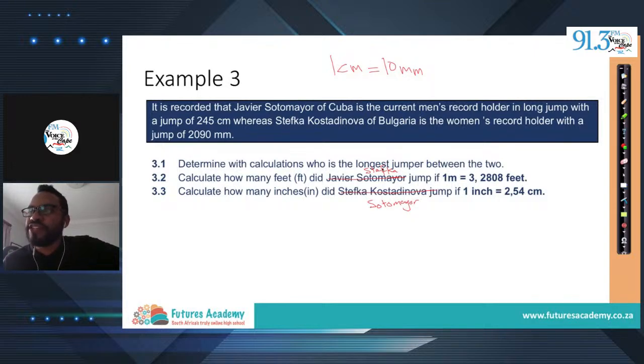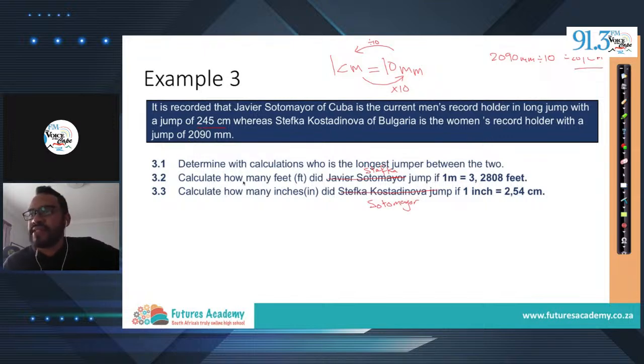Determine with calculations who is the longest jumper between the two. Well, it's fairly simple. If I look at Stefka's, I take 2,090 millimeters and I want to know what that is in centimeters. I'm going to divide by 10, because I'm going from millimeters to centimeters: a smaller unit to a larger unit. Smaller to larger is division, and larger to smaller is multiplication. If I divide by 10, I get 209 centimeters. So 3.1's answer is fairly simple. 209 centimeters is very clearly less than 245 centimeters.